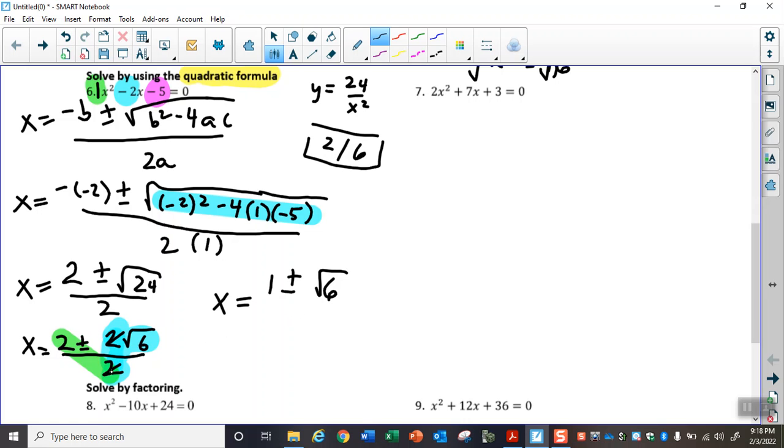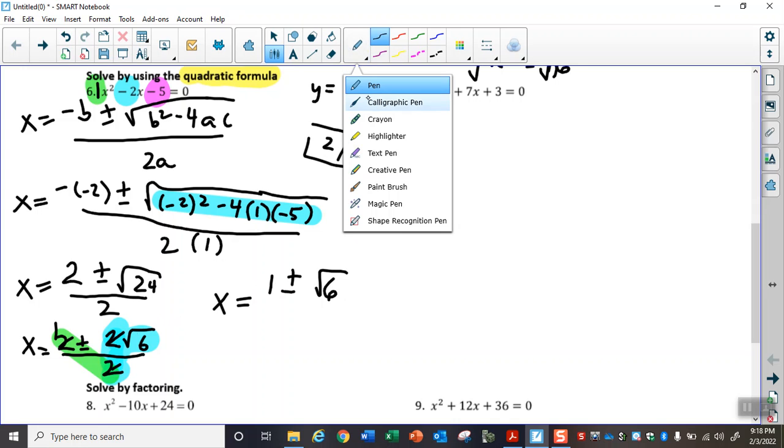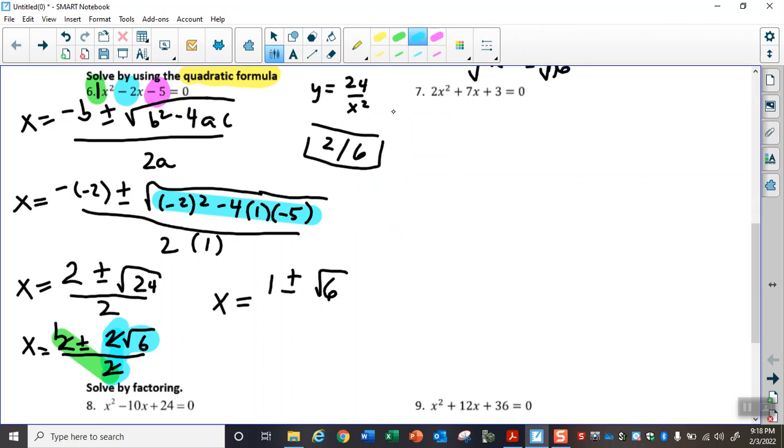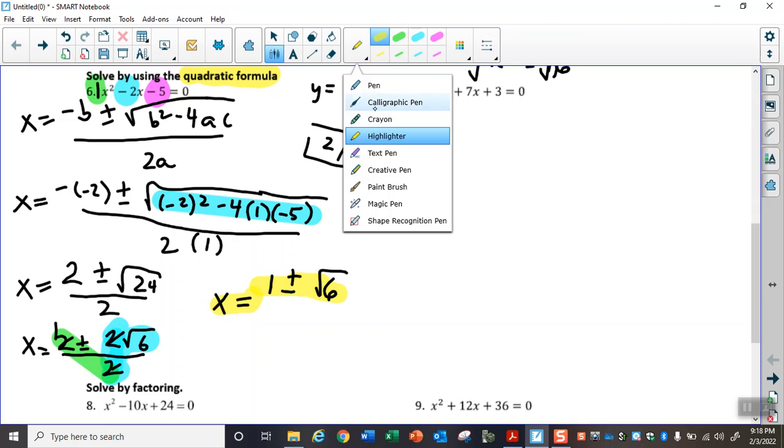All right. So this 2 canceled out with this 2, and I got a 1. This canceled out, and so I end up with 1 plus or minus the square root of 6. Those are my 2 answers. 1 plus the square root of 6 and 1 minus the square root of 6. All right, and now that is the final solution there. All right, number 7 is the same thing.